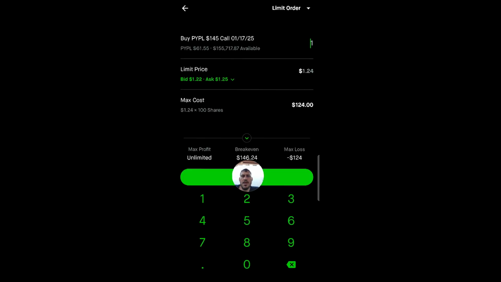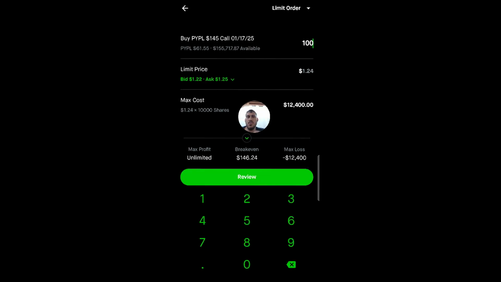So now, if you press buy, you're going to buy one option. Every option is worth 100 shares. So when this thing says 1, that's 100 shares. If you're going to do 10, that's 1,000 shares. If you're going to do 100, that's 10,000 shares. How do you know? You see on the bottom left, it says max cost, $1.24, which is the contract price. So when you see $1.24, it's per share. Every contract has 100 shares.